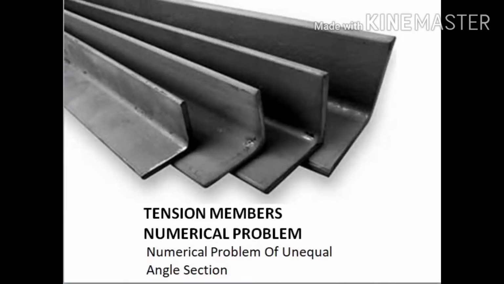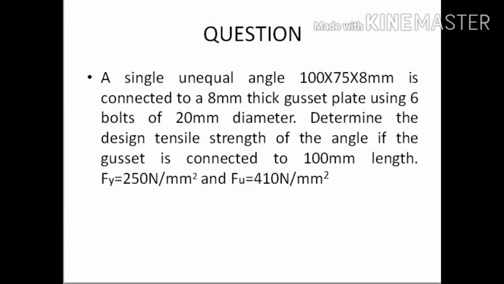Today we are going to discuss a numerical problem of tension members, that is, a numerical problem of unequal angle section. We have already discussed that angle section can be divided into two: first one is equal angle section and second one is unequal angle section. Here we are discussing a numerical problem on unequal angle section.